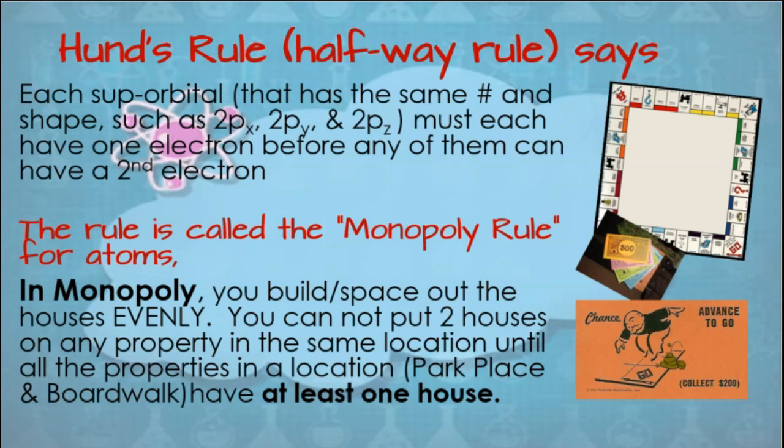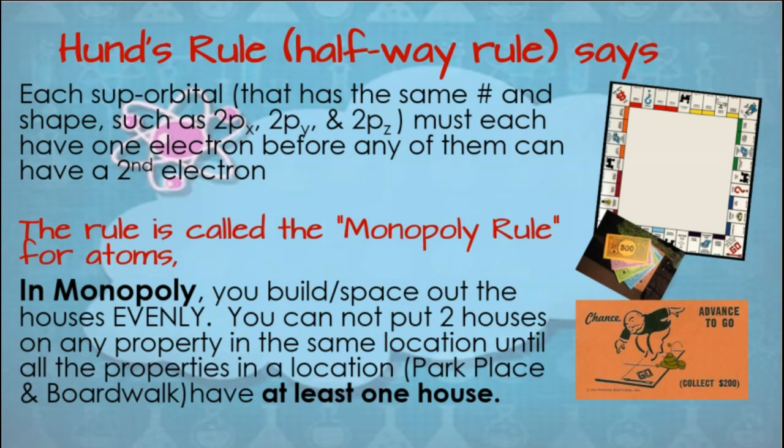Hund's rule is also known as the halfway rule. It says, and I'm reading this to you, I'm sorry, each suborbital that has the same number and shape. So you've got 2p, 2p, 2p. The only thing different is whether it was the pink, the yellow, green, or the blue, which is their orientation. They're the same shape and size. So what it says is each one of those has to have 1 electron before any of them can have a second one. It's also referred to as the monopoly rule.